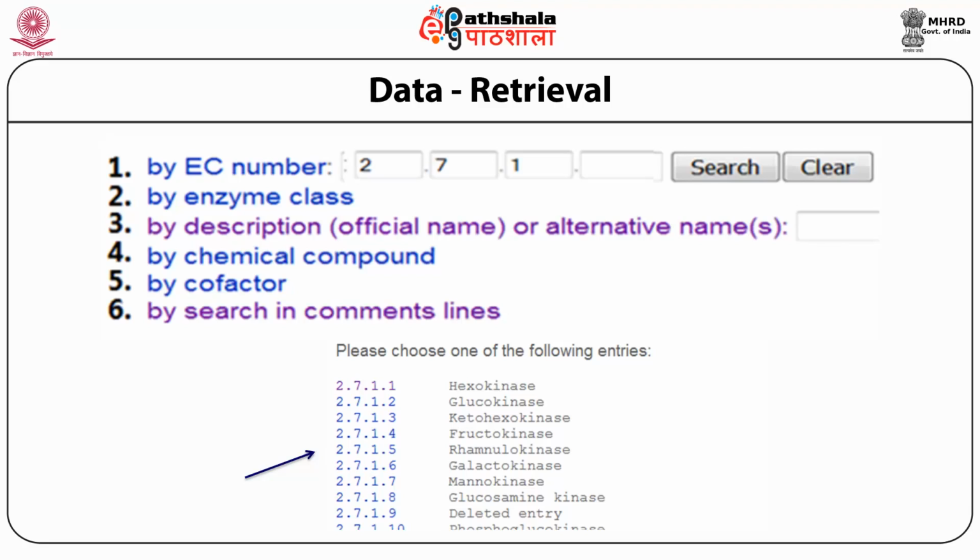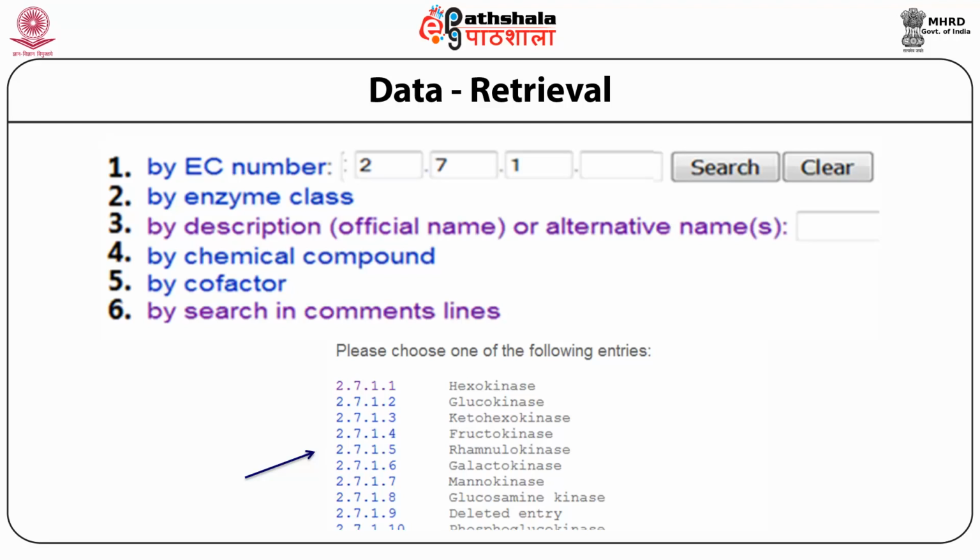Alternatively, let us say that we want to see the complete list of all the enzymes in this class of 2.7.1. In this case, therefore, do not enter the last digit. Enter the first 3 digits and click the search button. Once you click the search button, the complete list appears in the browser window. This lists all the enzymes which are in this class.